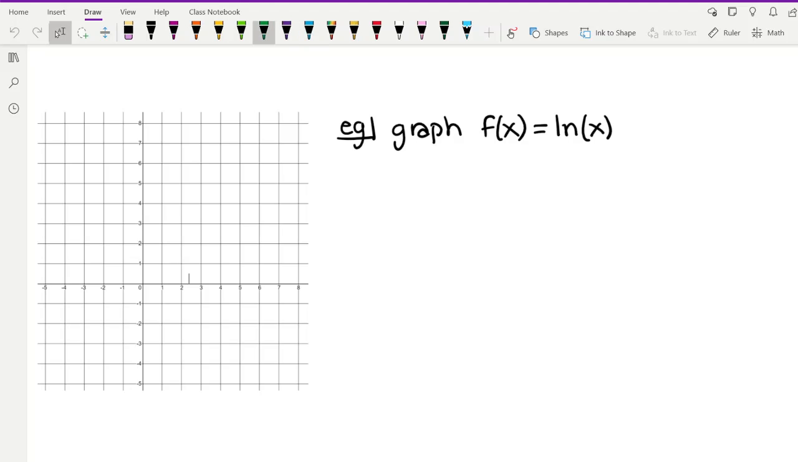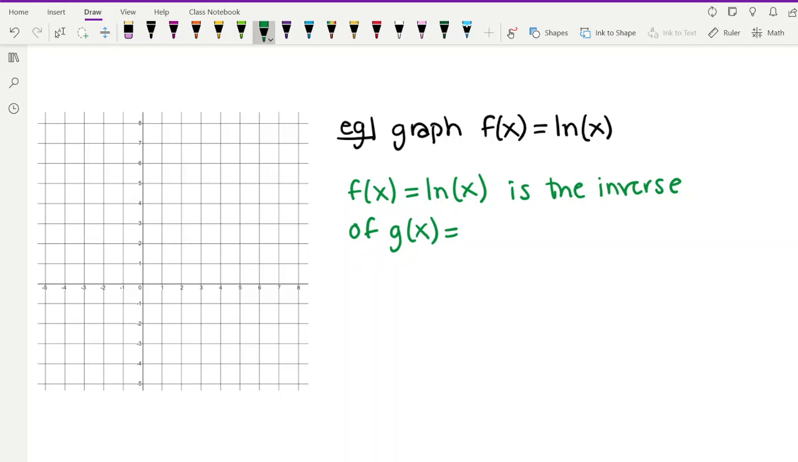Okay, so which exponential function is this an inverse of? So f of x is equal to ln of x is the inverse of g of x is equal to e to the x, right? And so if we can start by sketching the graph of e to the x, we can use that to find the graph of ln of x.